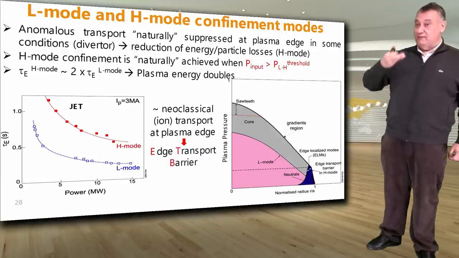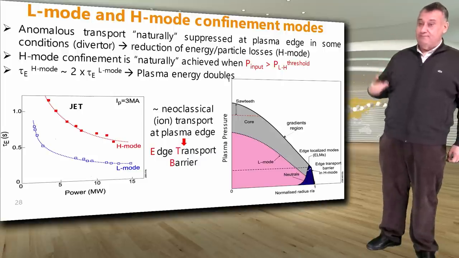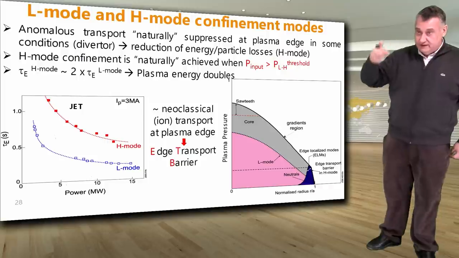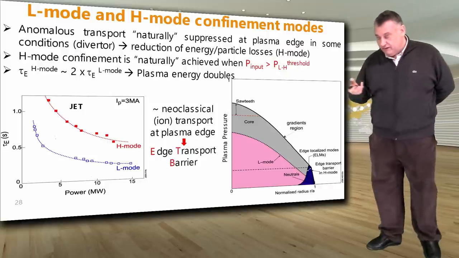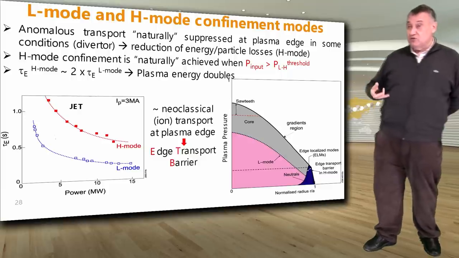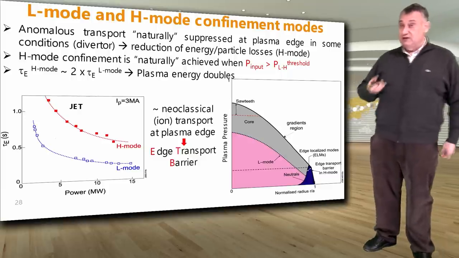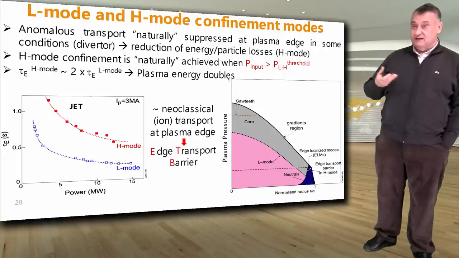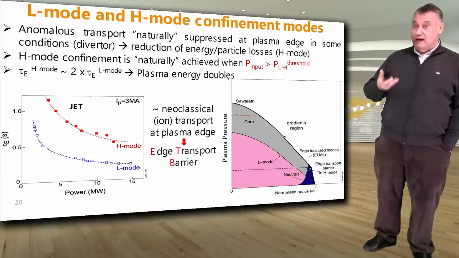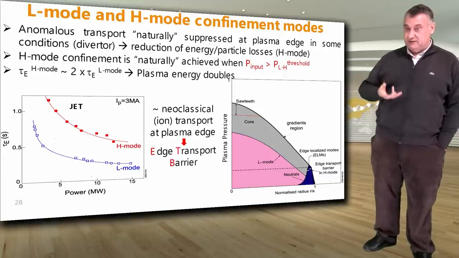This means that for a given amount of heating power, the energy in the plasma is a factor of two higher when you are in this H-mode confinement regime, and this means that the fusion power is four times higher. So this actually is the operating mode of ITER, the H-mode confinement. The plasmas in ITER that achieve high fusion power are all based on the achievement of this mode.